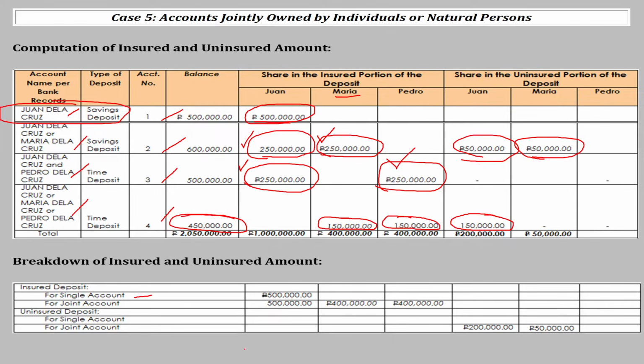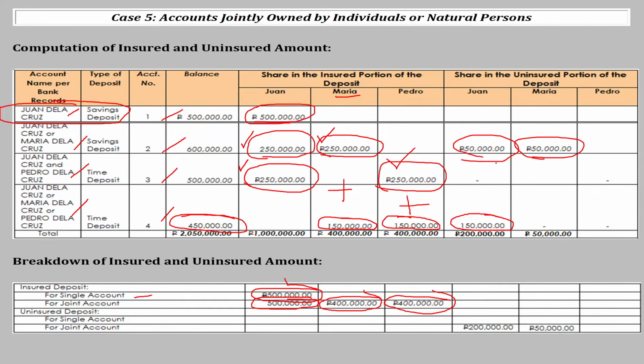So to summarize, how much is the insured deposit for single account? Ito yung kay Juan 500,000. And for joint account, 500,000 din kay Juan. Okay? So for Maria, yung covered na or yung insured deposit niya will be 400,000, which is yung 250 plus 150,000. And for joint account of Pedro, 400,000, 250 plus 150. So how much is the uninsured deposit?